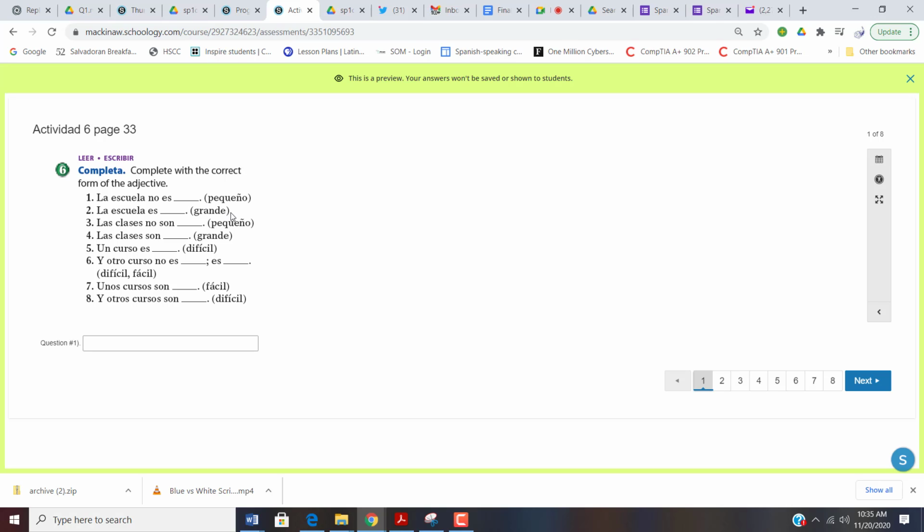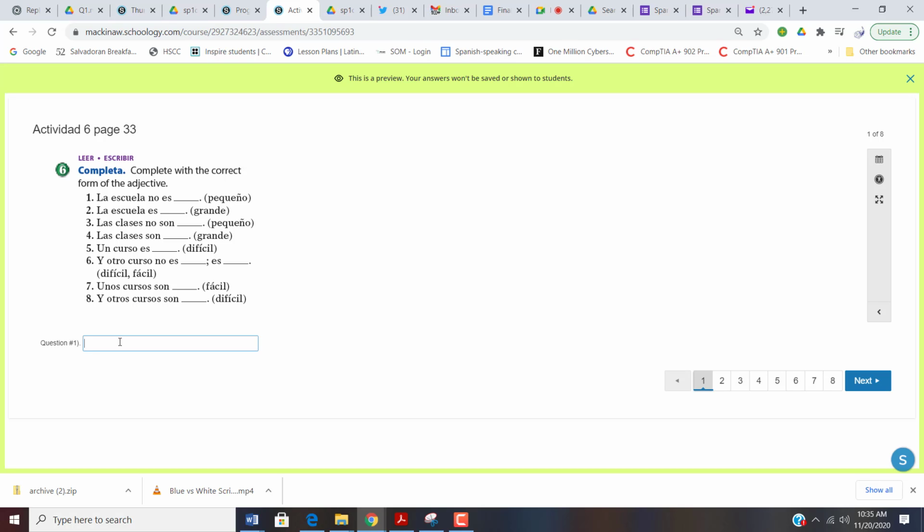So number 1, la escuela no es blank. The school is not blank. And in parentheses, we have the word pequeño, which means small. Your job would be to write the correct form of pequeño. It would be either pequeño, pequeña, pequeños, or pequeñas. You have to decide, make it match the noun that it's describing at the beginning of the sentence.